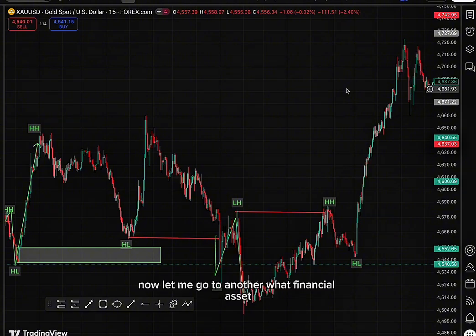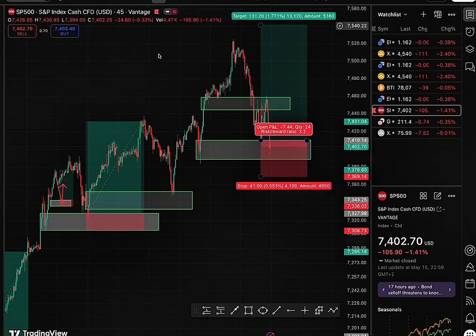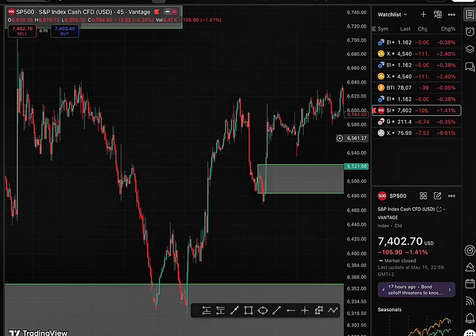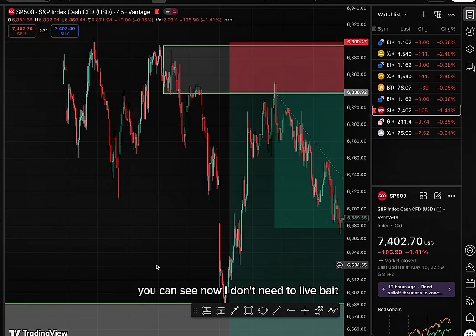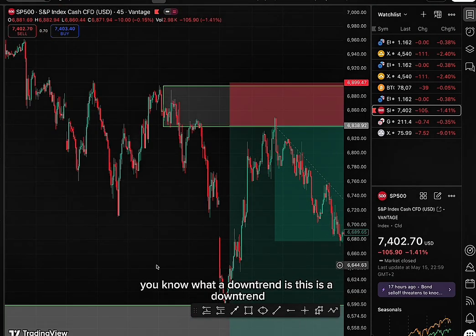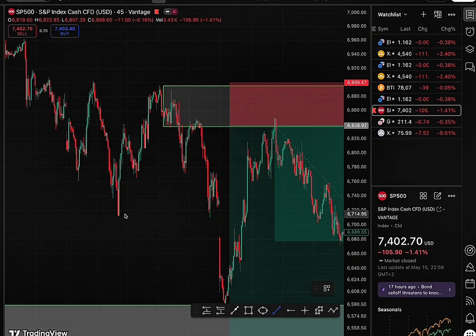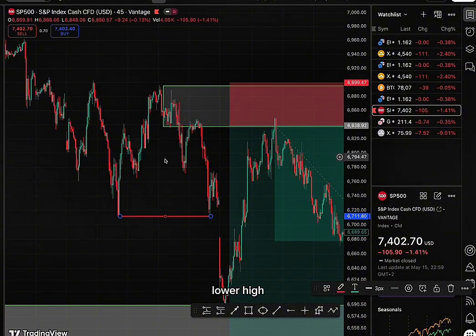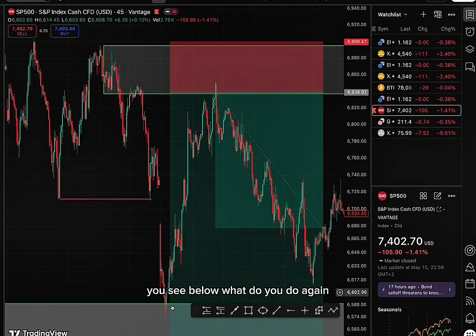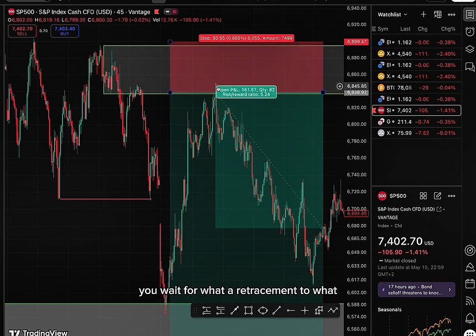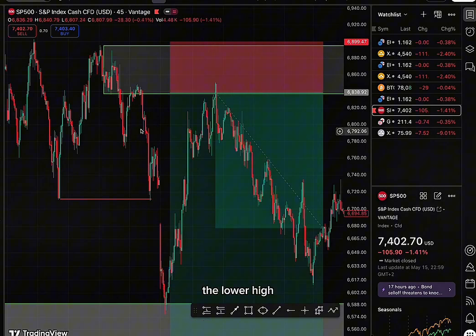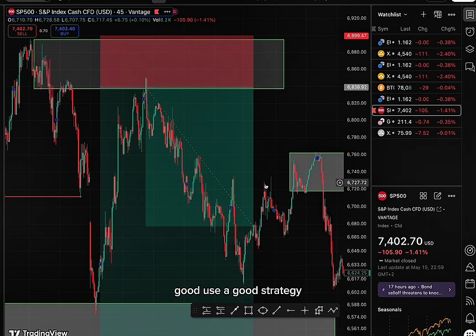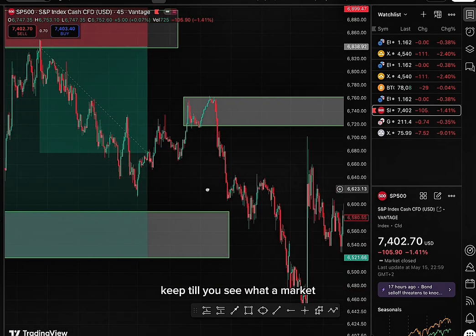Now, let me go to another financial asset. You can see, now I don't need to label it. You know what a downtrend is. This is a downtrend. You can see lower low, lower high. What do you do again? You wait for a retracement towards the lower high. Use a good strategy. Keep doing it. Keep going till you see what?